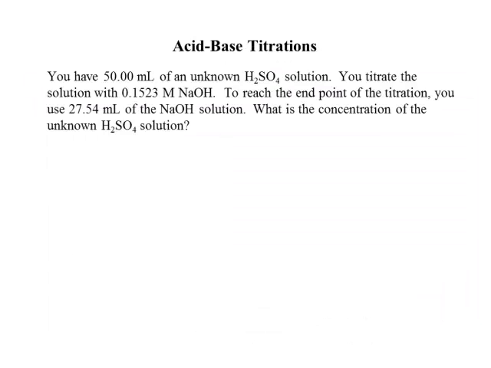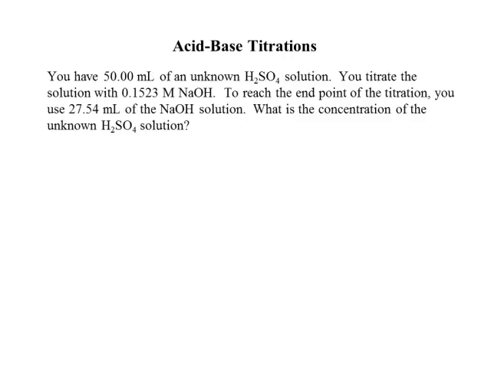But let's look at a calculation involved with this. So let's say I take 50 milliliters of an unknown H2SO4 solution. I put that 50 milliliters in the flask, and then I titrate that solution with 0.1523 molar sodium hydroxide solution. That goes in the burette. I start adding that base, and I keep an eye on when the reaction reaches its endpoint. In other words, I've reacted all of the acid. To get to that point, it requires 27.54 milliliters of the sodium hydroxide solution. So now the question is, what's the concentration of the unknown H2SO4 solution?